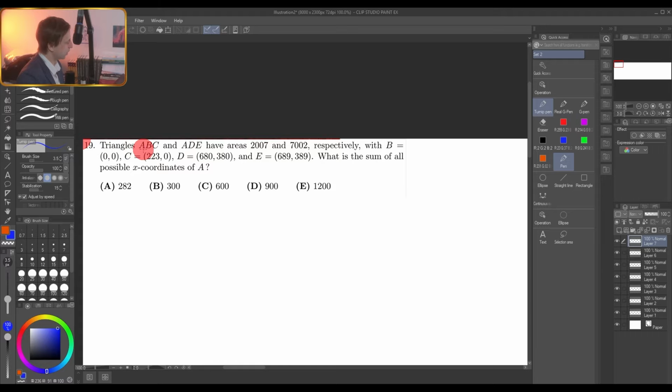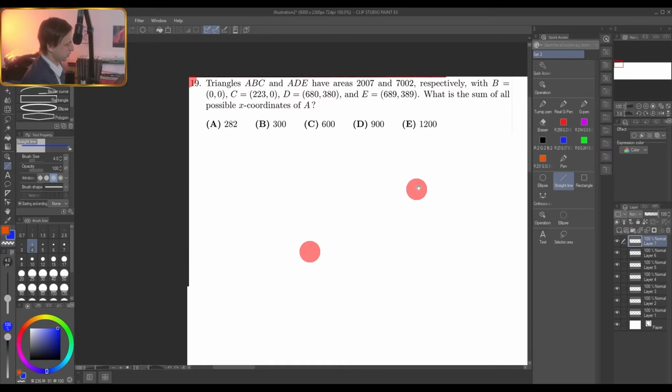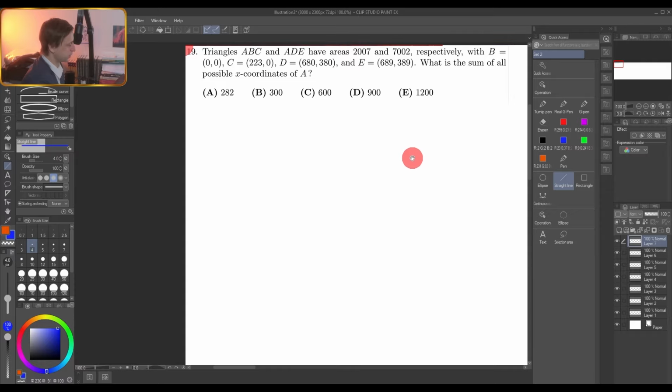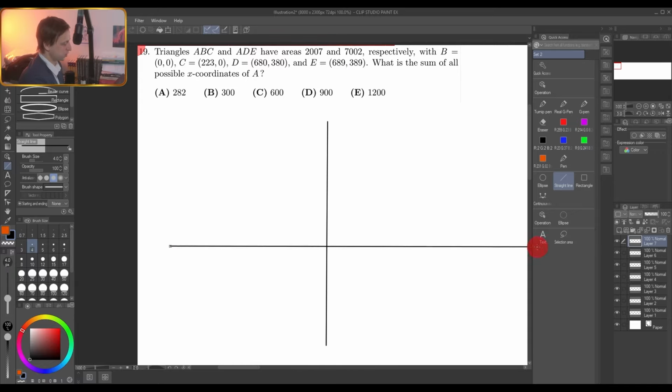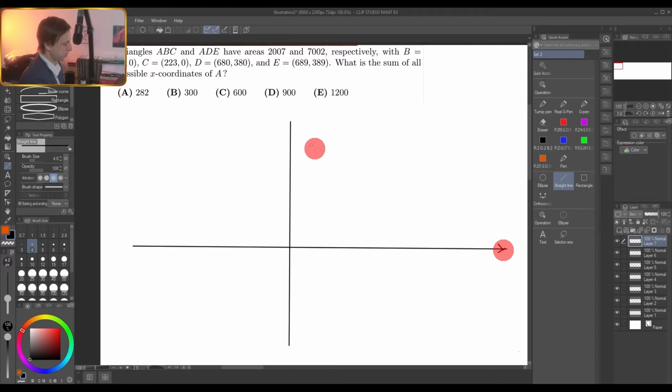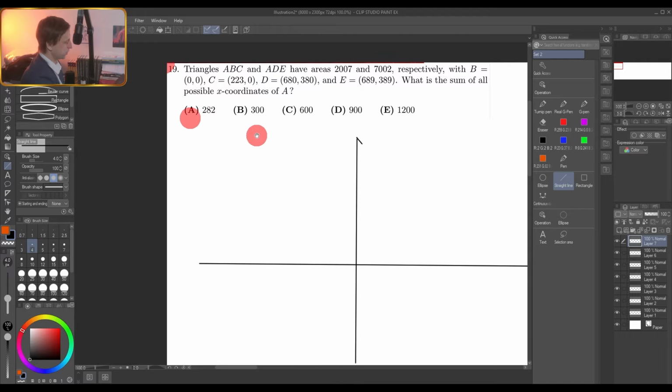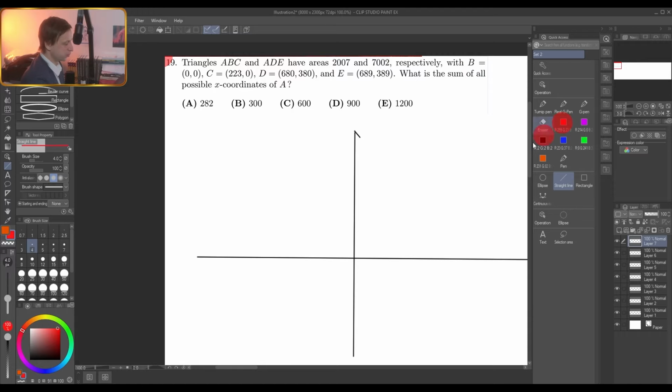So let's look. Triangles ABC and ADE have areas 2007 and 7002. You have the coordinates of point B, which is at the origin, the coordinates of points C, D, E, and you need to find the sum of all possible x coordinates of A. At this moment nothing is clear, so we need to make a picture that will explain what is happening. Here we have the y-axis, here the x-axis, and let's mark the points that we have, because we have point B, which is at the origin, so B is somewhere here.